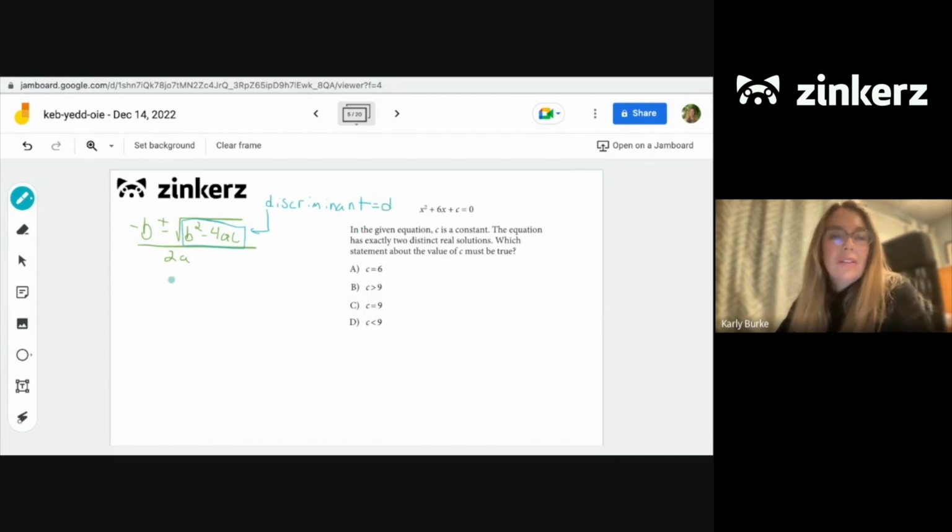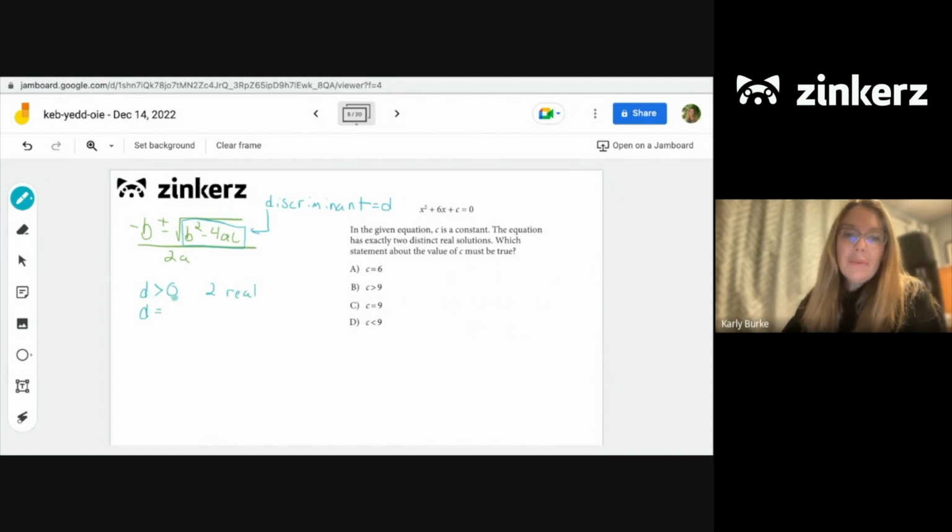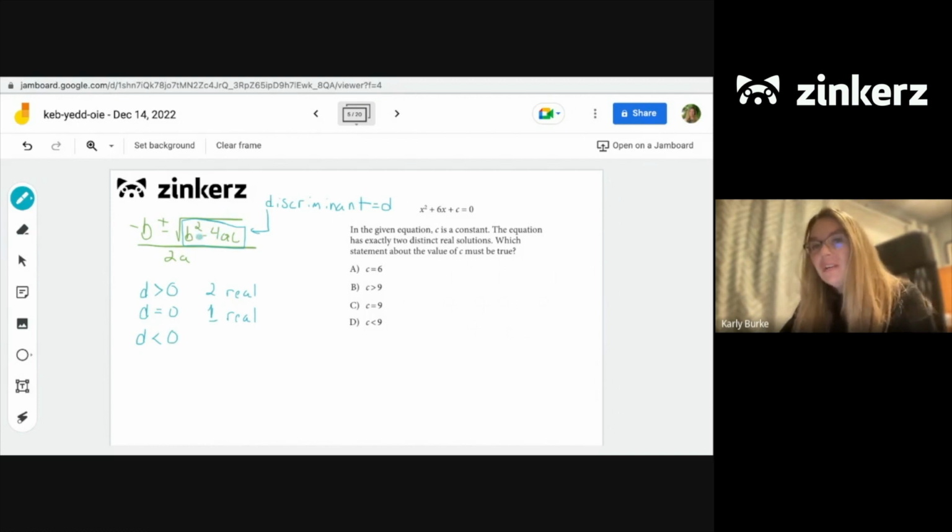So there's certain things that the discriminant will tell you. If D is positive, if it's greater than 0, then there are 2 real solutions. If D is equal to 0, there's 1 real solution. And if D is less than 0, think about it. If there's a negative in here, what does that mean? It means that there's imaginary solutions, or there's 0 real solutions.